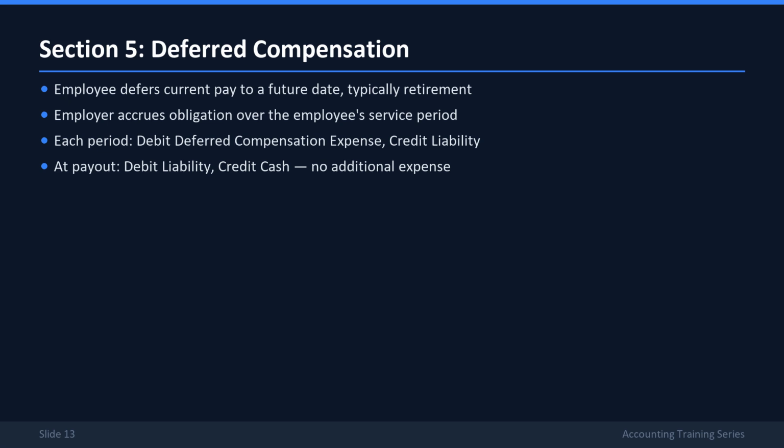Section 5 covered deferred compensation. An employee defers receiving current pay to a future date, most commonly retirement. The employer recognizes the obligation over the service period during which the deferred benefit is earned. Each period, the entry is a debit to deferred compensation expense and a credit to deferred compensation liability. When the employee eventually retires and receives the deferred amount, the entry is a debit to the liability and a credit to cash, with no additional expense at payout because the cost was already fully recognized.